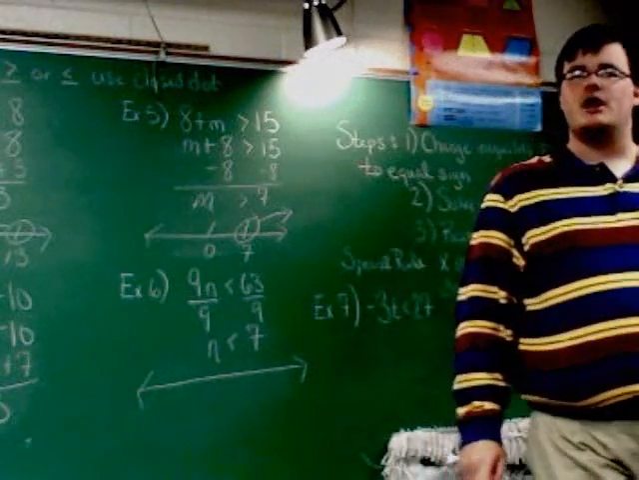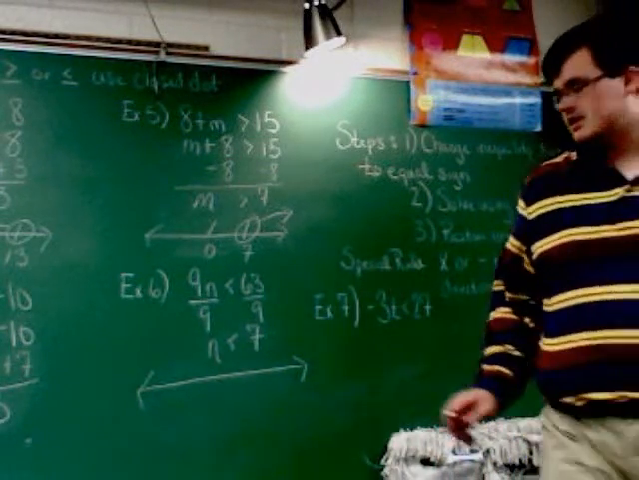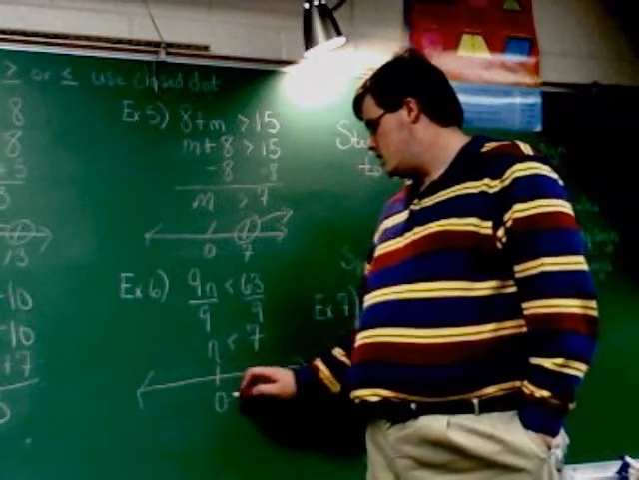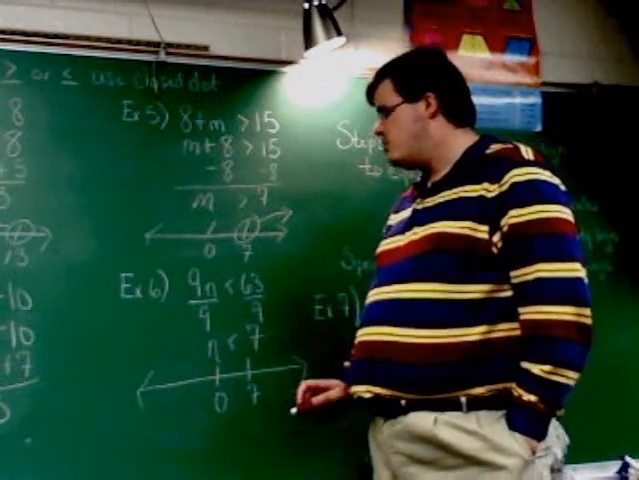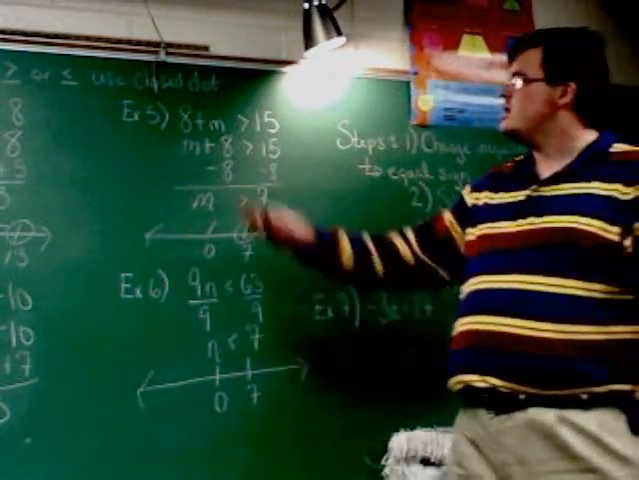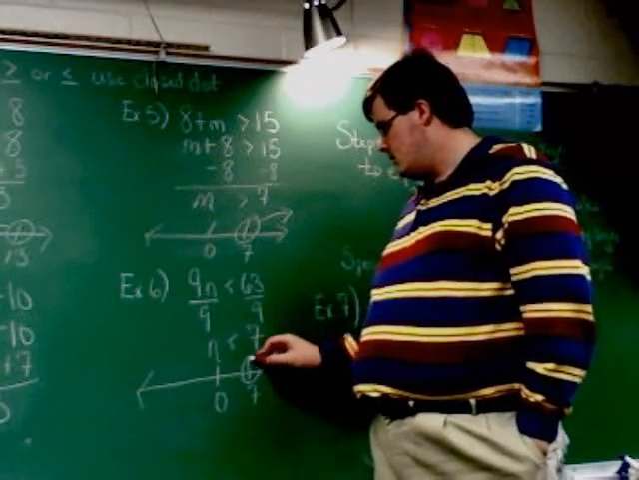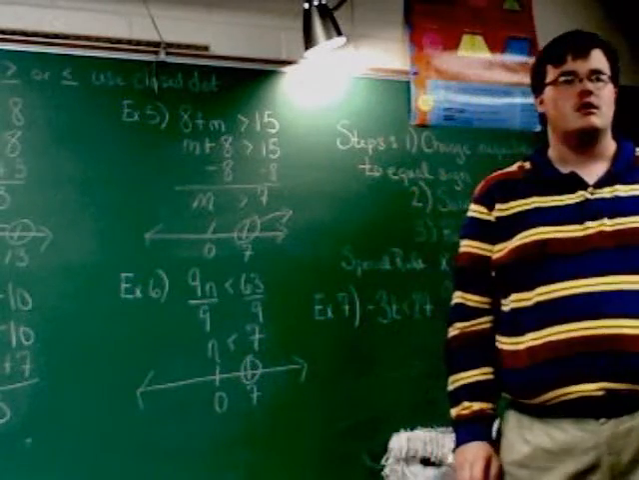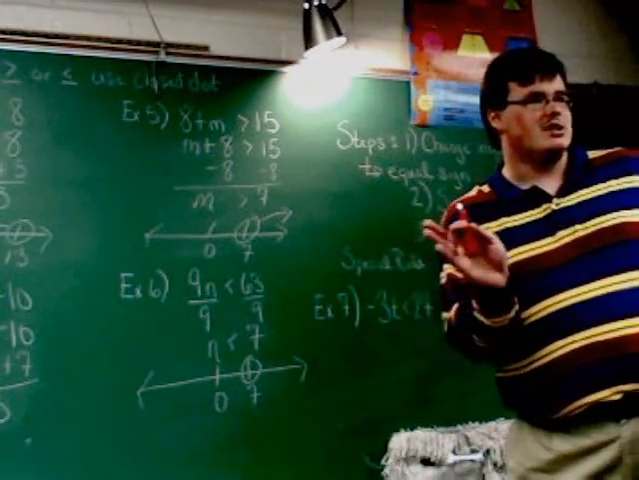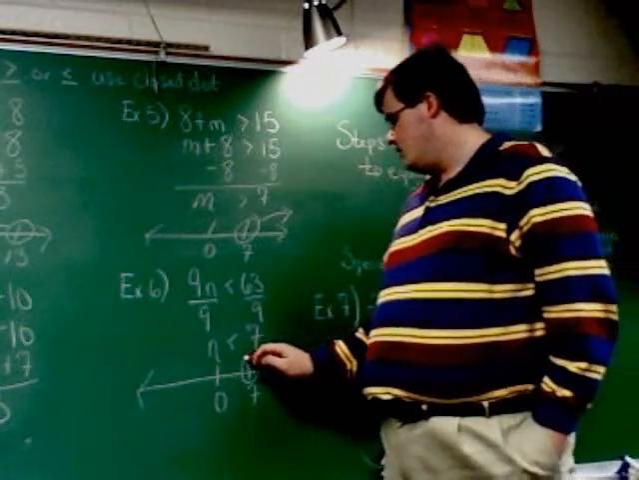Put two numbers on my number line. 0 and 7. Type of dot. Open because it's plain old less than. And shading. To the left, less than, all the numbers that are less than 7 are off to the left.